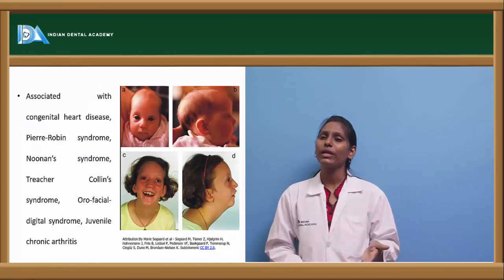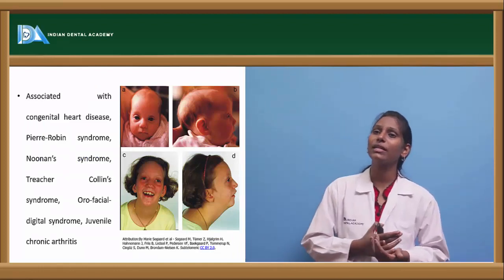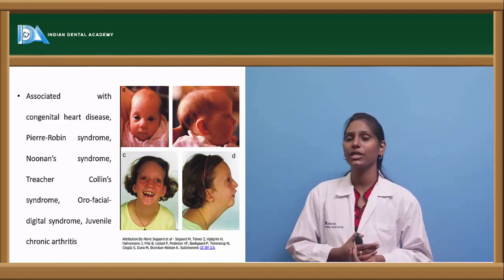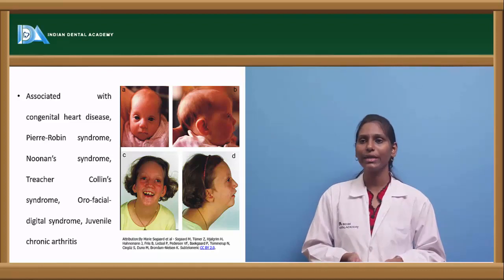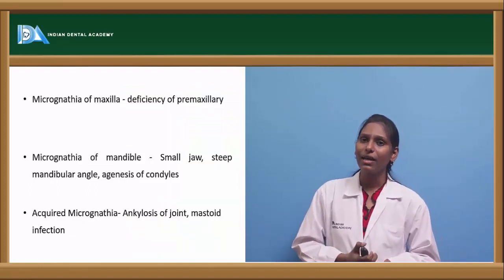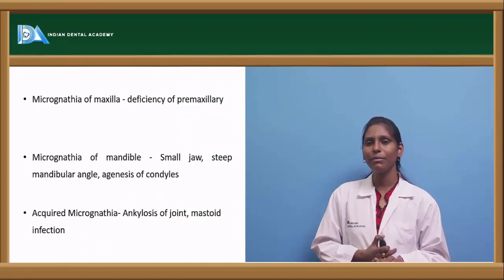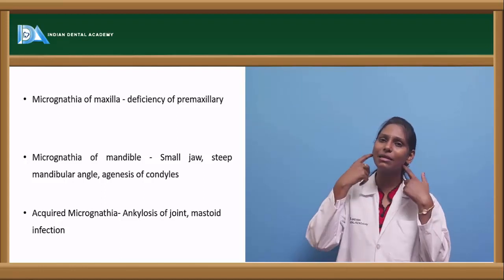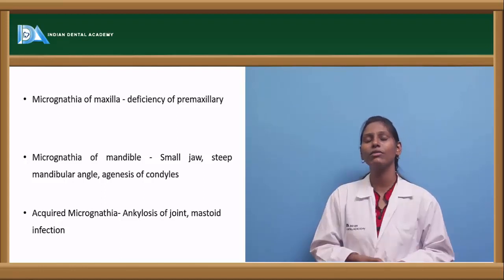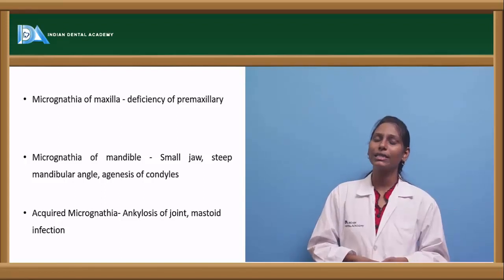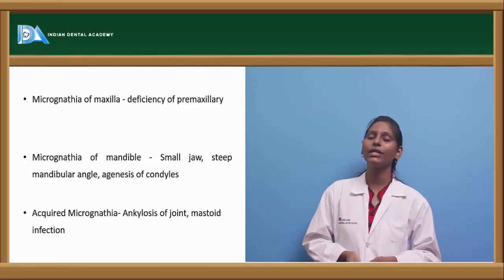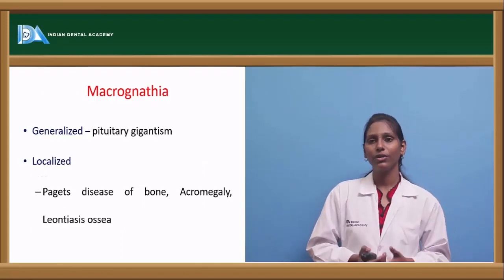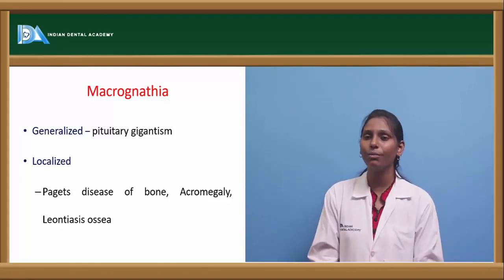So in essence, micrognathia is usually associated with various conditions like congenital heart diseases, Pierre Robin syndrome, Noonan syndrome, Treacher Collins syndrome, orofacial digital syndrome, and juvenile chronic arthritis. Micrognathia of the maxilla is usually seen due to deficiency of the premaxilla, and micrognathia of the mandible is a small jaw, which could have a steep mandibular angle, and could also be because of agenesis of the condyles. Acquired micrognathia, as we have discussed, is because of ankylosis of the joint or a mastoid infection which has been draining and affecting the joint, the condylar surfaces, thus leading to micrognathia again.